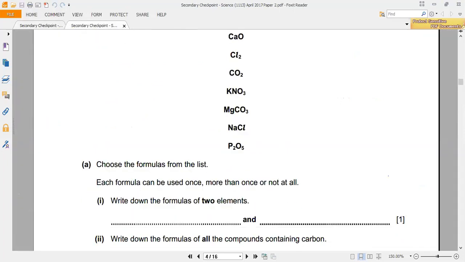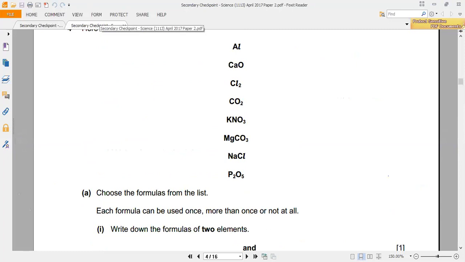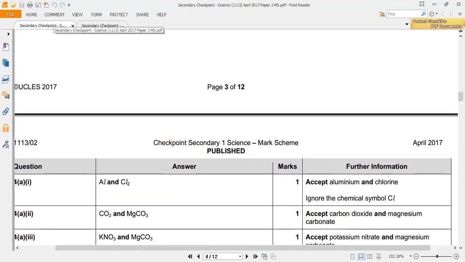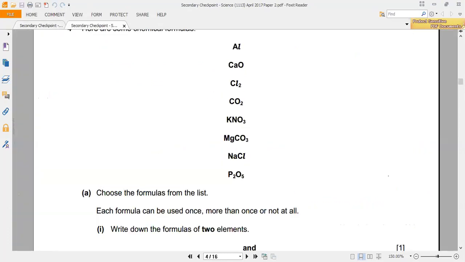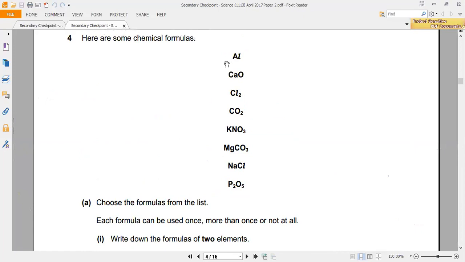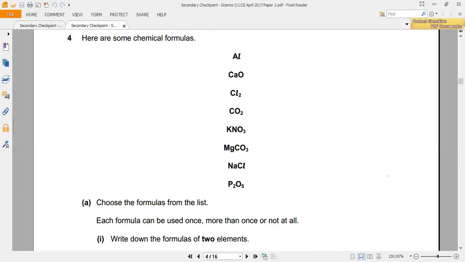Number II. Write down the formulas of all compounds containing carbon. Carbon here is found in CO2, carbon dioxide, and in the magnesium carbonate, MgCO3. Only those. Let's check the answers. Yeah, CO2, MgCO3. Now, III. Write down 2 formulas that show compounds made from 3 elements. KNO3 is made up of 3 elements, because K is potassium, N is nitrogen, O is oxygen. Also MgCO3, because we have Mg, magnesium, C, carbon, O, oxygen. KNO3 and MgCO3. Right.